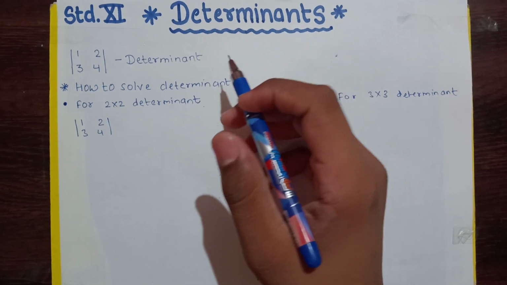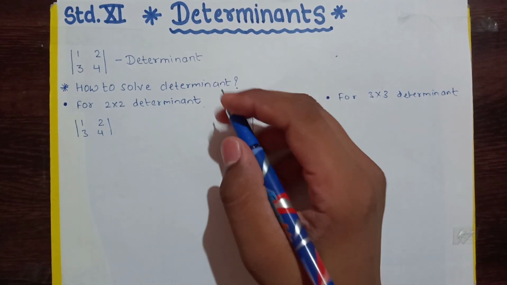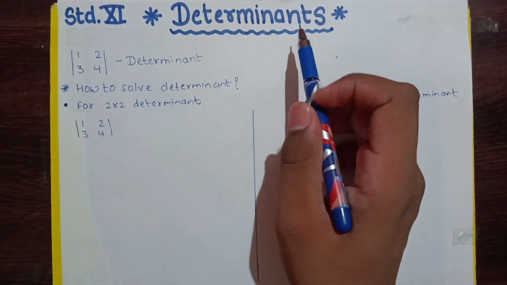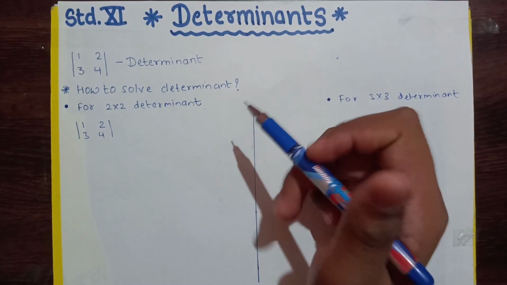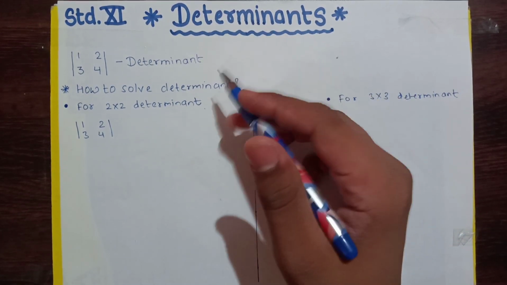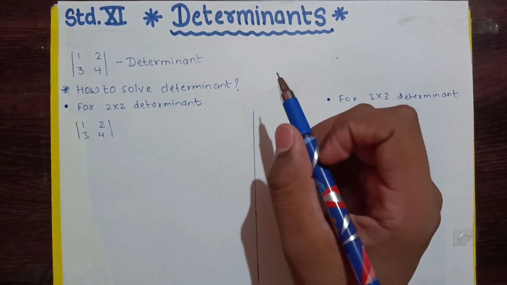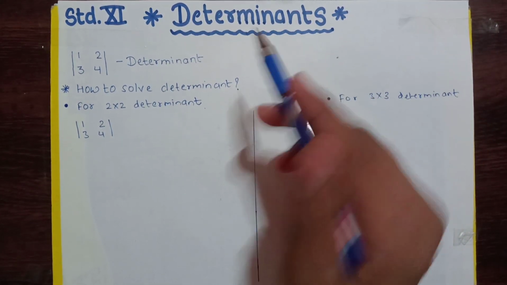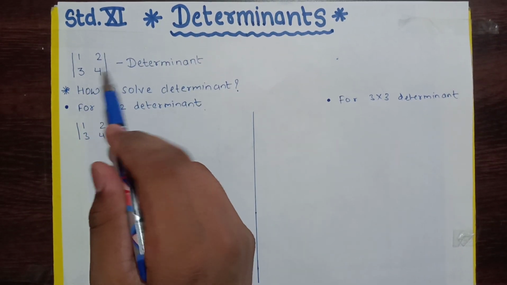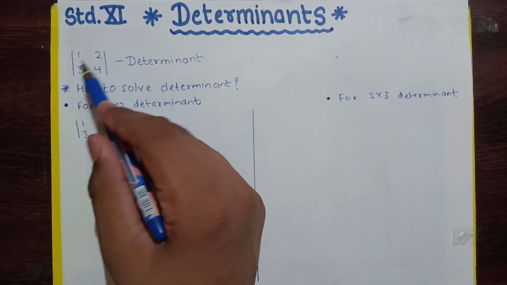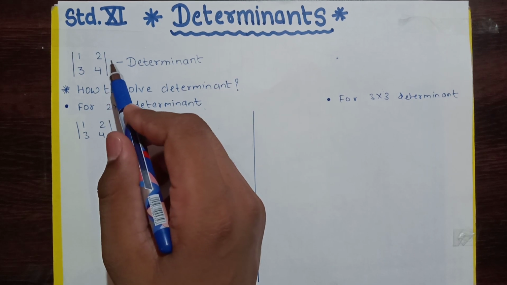Hello friends, today we are going to start a new topic which is determinants. Determinants is the third topic in 11th standard maths which you are going to learn. So first of all, let us begin with an example of determinant. As you can see here, this is a determinant. You can see this is an example of 2 into 2 determinant.